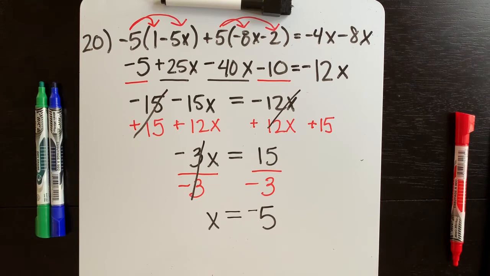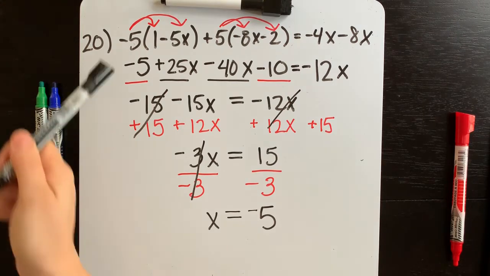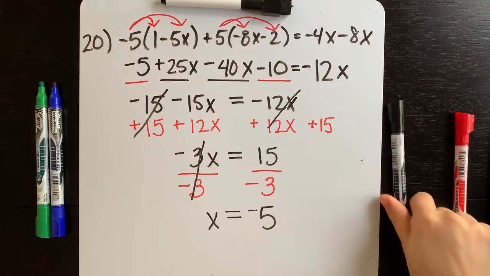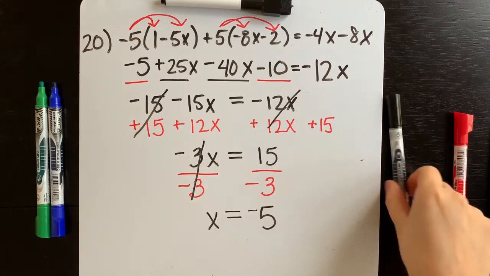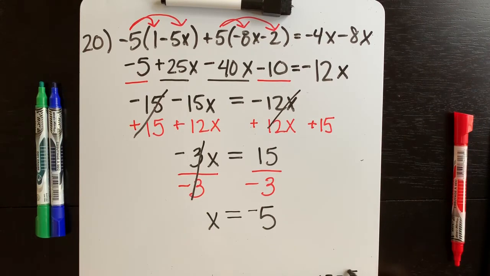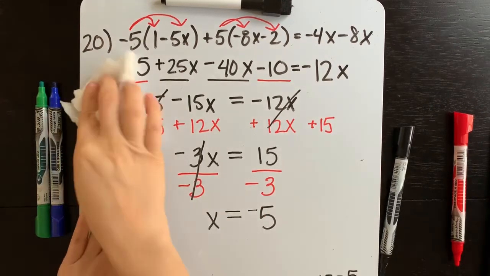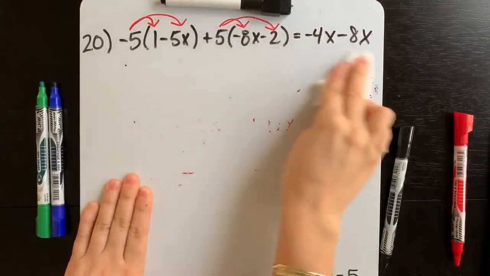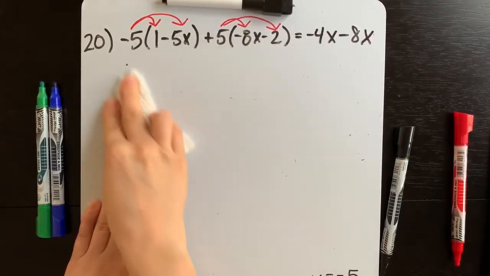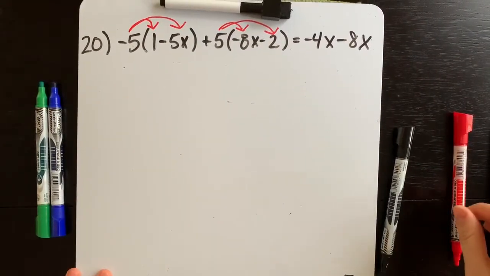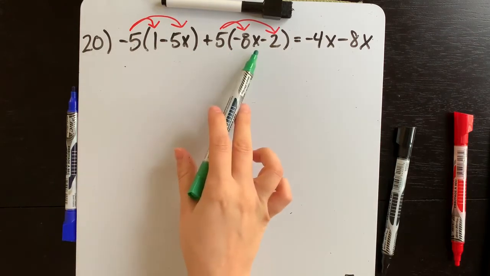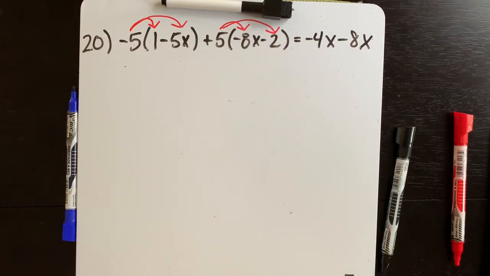So we can plug this in to our original problem, which will take long, but let's just do it. So we said that x equals -5. So I'm just going to erase all of this. Okay, I'm just gonna grab another color. Okay, let's work this out. So I'm gonna plug in this value into every x that I see, okay?